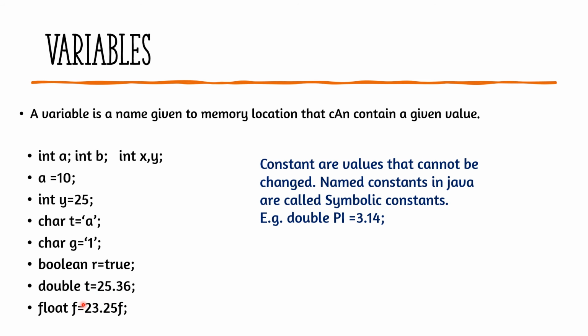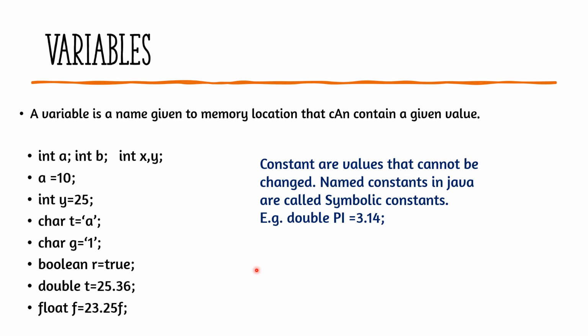And float, whenever you are storing a value in a float, you have to write F at the end, because by default the decimal numbers are double. So float we have to convert it. So 23.25 and then store the value with F. So 23.25F.